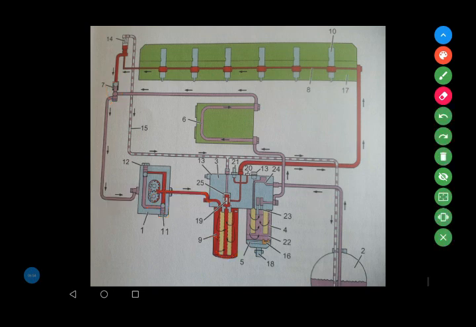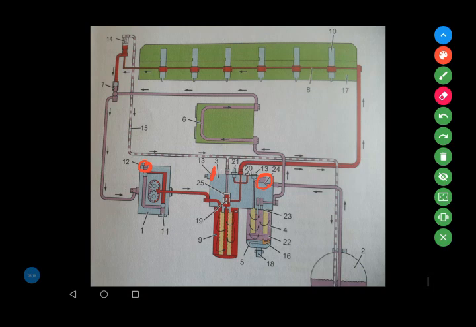What is the function of this one? This non-return valve is open when we use this hand pump. This manual hand pump is located on the filter head. It is used to pump the fuel when the fuel system is empty and the engine is off. The non-return valve for the hand pump is located in this position.